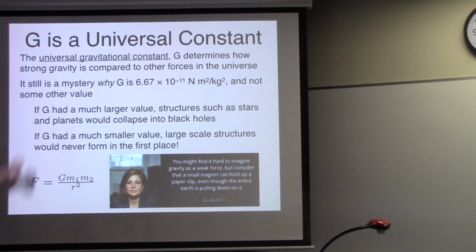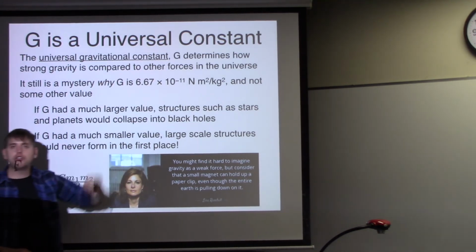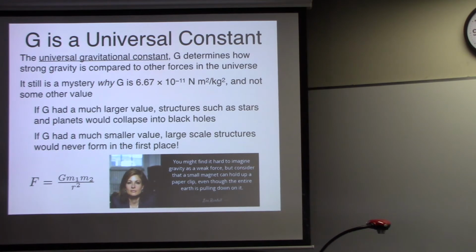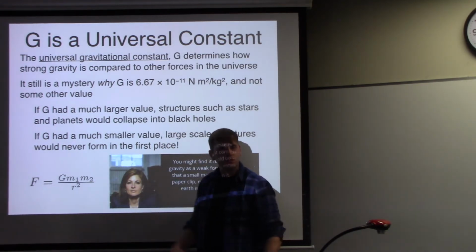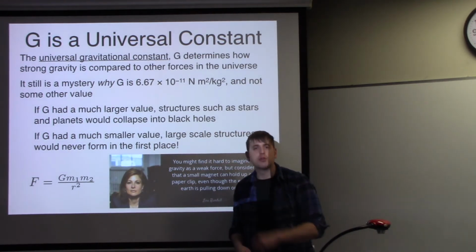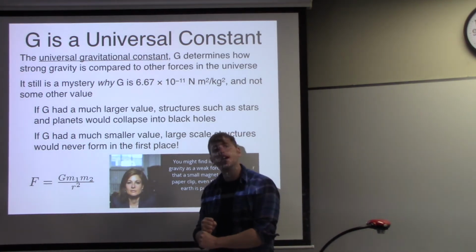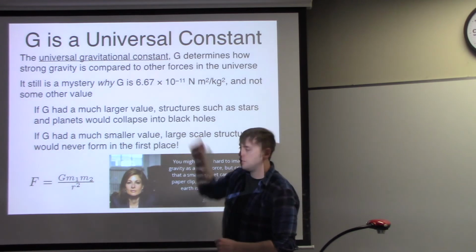Okay, so let's start by imagining a universe where G had a much larger value than it actually does. By giving G a larger value, we're making gravity a stronger force than it was before. And if you dial up the strength of gravity in our universe, that presents a problem, because big structures like stars, planets, galaxies would just collapse into black holes if gravity were too strong. So we wouldn't have planets, stars, or galaxies, because everything would just collapse into a black hole if G were too big.